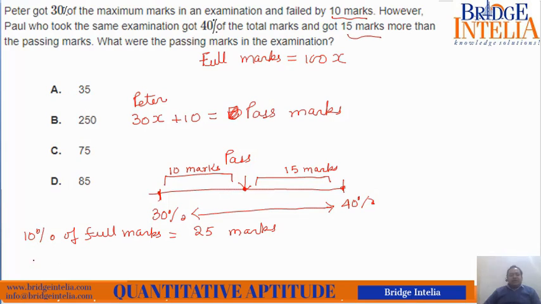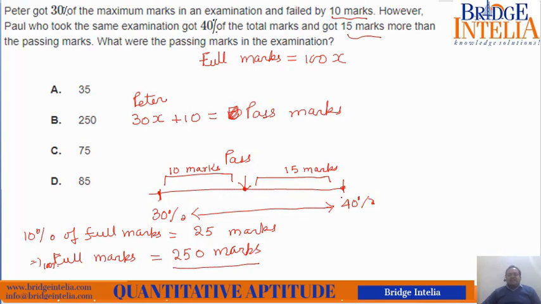So from here, full marks is equal to 250, because 10%. So what is 100%? 100% means something referring to itself. So 100% of full marks, so 10 times. So 250 marks. So full marks is 250.